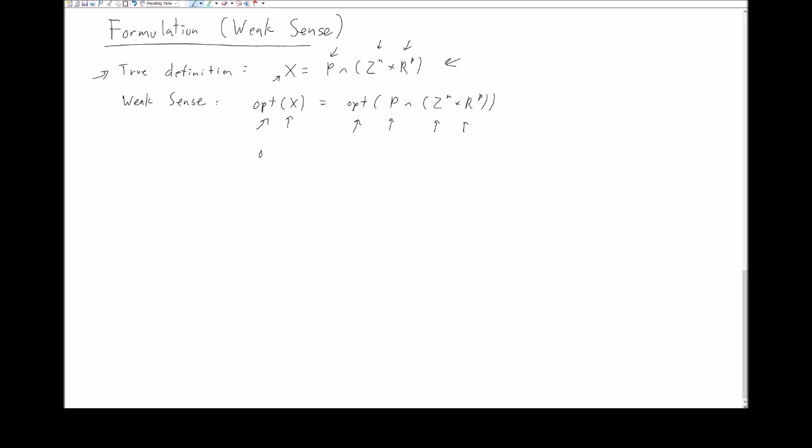And to be precise, when I've written opt X here, this is going to be the set of optimal solutions in our set X. And similarly for the other optimum. So this formulation in the weak sense is mapping optimal solutions to optimal solutions instead of feasible solutions to feasible solutions. This is going to be powerful as we continue to develop formulations for combinatorial problems.